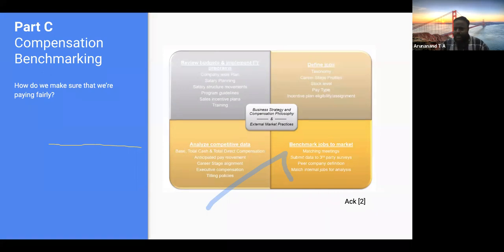So this is the entire architecture of it. First, they have to define, look at quarter one, define jobs, then what is the taxonomy, etc., stock level, pay type, etc., etc. Then come to Q2, benchmark jobs to market, that is they compare with other companies. Come to Q3, analyze competitive data. When they get the salary, then analyze it and decide where we have to pay, and then review the budget and take the final decision. This is how compensation benchmarking looks.